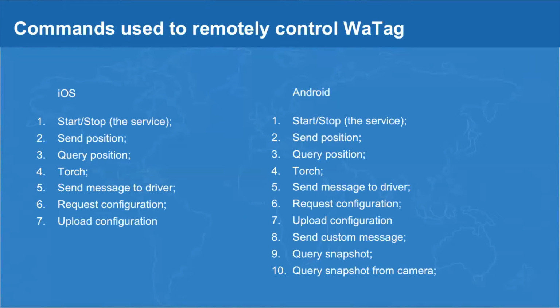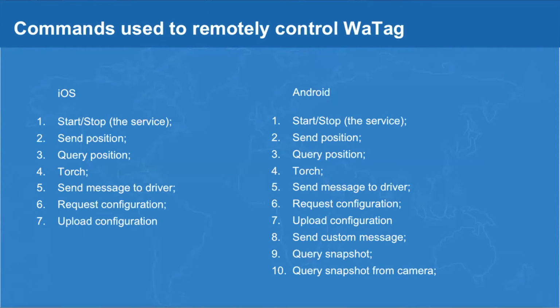And then we have number 3, query position. So by sending that command, you will get a new message from the WiaTag app with the address. So you will know the latest position, the latest address where the WiaTag user is located, maybe where your employee is located, where your child is located. Then command number 4, it's called torch. In fact, it's all about controlling the flashlight of their smartphone. So by sending that command, you can turn on the flashlight on the smartphone or turn it off.